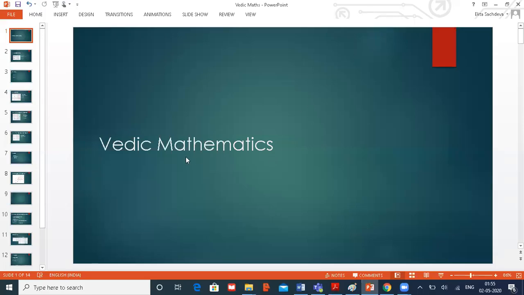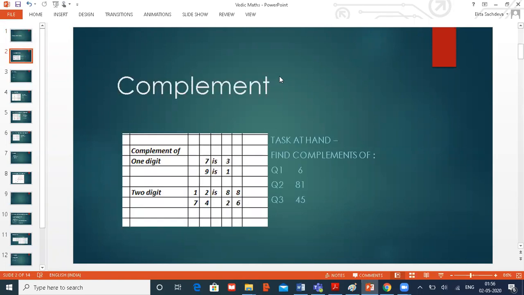So today's class is regarding Vedic mathematics. So we'll do it from scratch and let's see how we proceed ahead with the Vedic mathematics. The first thing that we need to understand here is the concept of a complement.